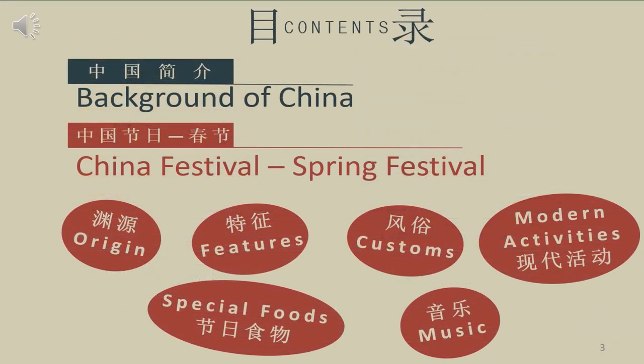Here is the contents, 目录. We can see we have two parts today. The first is background of China, 中国简介. And the second is China Festival, Spring Festival, 中国节日, 春节. And in Spring Festival, we have six topics: origin, 渊源, features, 特征, costumes, 风俗, modern activities, 现代活动, special foods, 节日食物, and music, 音乐.